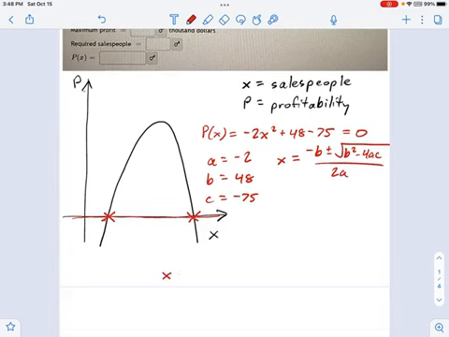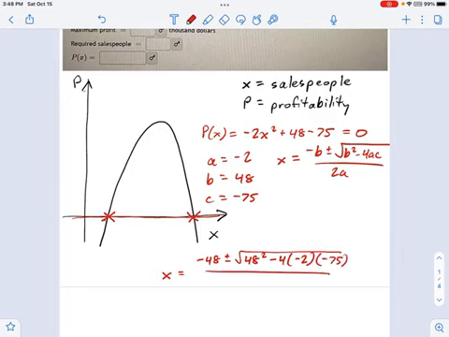I'll need a little more space for this. We get X equals negative B, so that's negative 48 plus or minus the square root of 48 squared minus 4 times A, which is negative 2, times C, which is negative 75. Okay, divided by 2 times A. Sorry, A is negative 2. So 2 times negative 2.